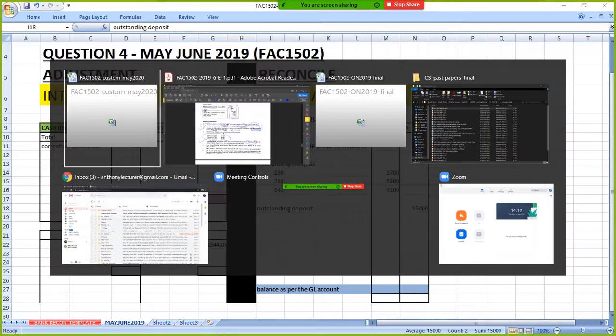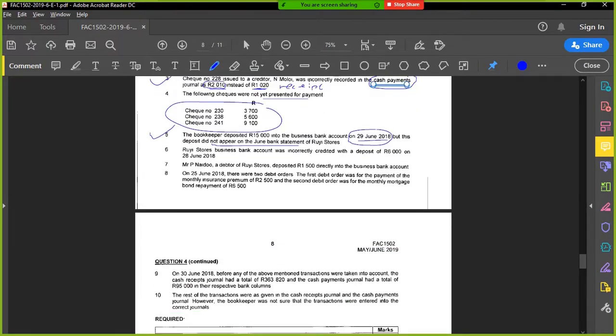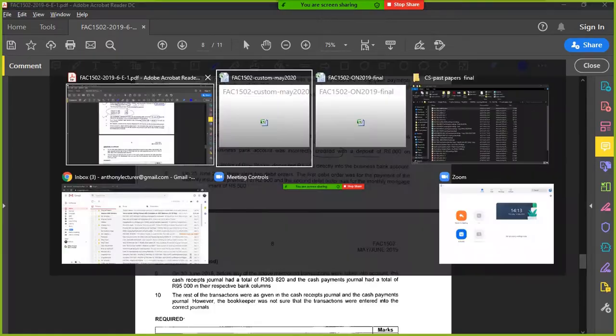And does 15,000 go in the credit side? Yes, because they will credit your account when they deposit and reflect the money. Okay, thank you. Okay, number 6. Our store's business bank account was incorrectly credited with a deposit of 6,000. Right, who made the mistake? The bank. Adjust the reconcile.